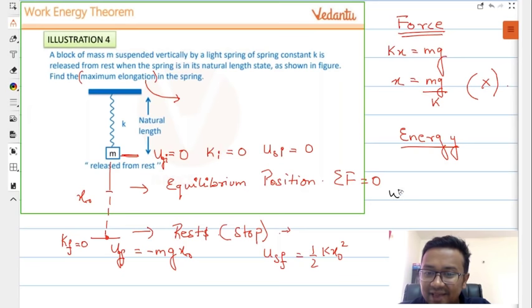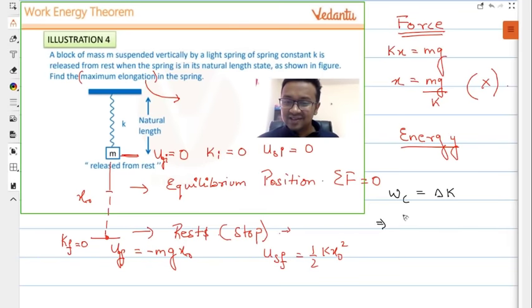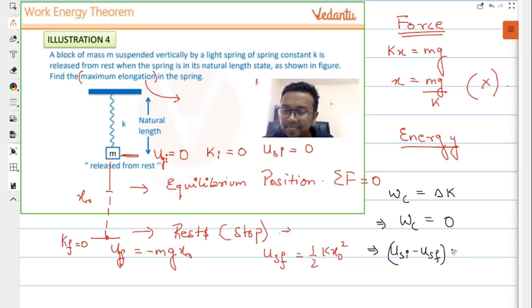So work done by conservative force is going to be the change in kinetic energy. Here there are no non-conservative or external forces, so it's just a repetition of the same concept. This is going to be equal to zero, which implies U spring initial minus U spring final, plus U gravitational initial minus U gravitational final, and that should be equal to zero.